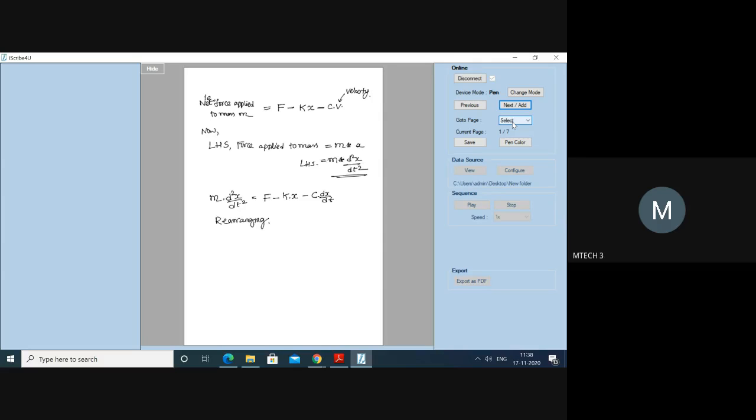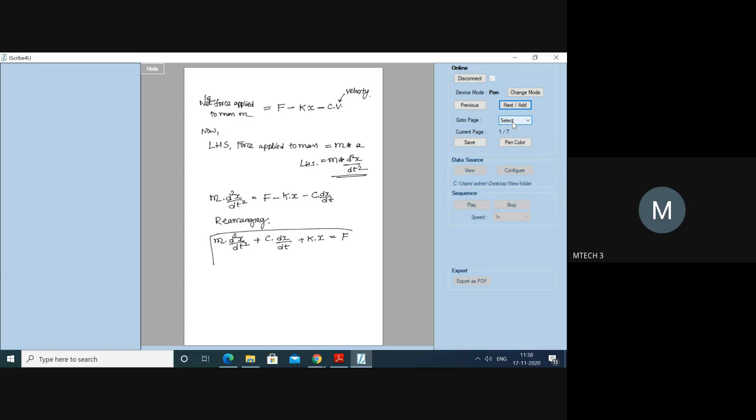Okay. What shall we write? We'll write it as a differential equation. So first we'll write the higher order differential term. What is the higher order term? M into d square x by dt square plus c into dx by dt, correct, plus k into x, that will be equal to f.